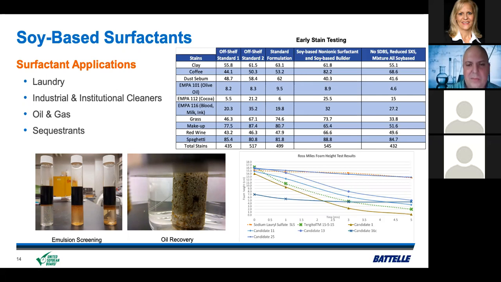And on the lower right are the Ross-Miles foam height test results. So candidate 25 is an amphoteric. It pretty much runs along the same as sodium lauryl sulfate, SLS. And then a lot of candidates really run along the same type of pattern as a non-ionic. The only one that's a little different, you can see sort of in the middle, it stays the same, is where we have a sulfonate group. And this particular sulfonate is off the middle of the chain. So we actually get less foam initially, but it maintains the foam well.